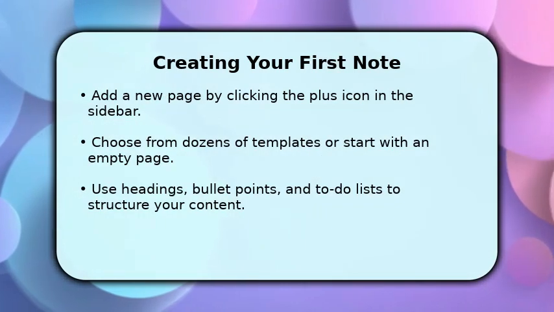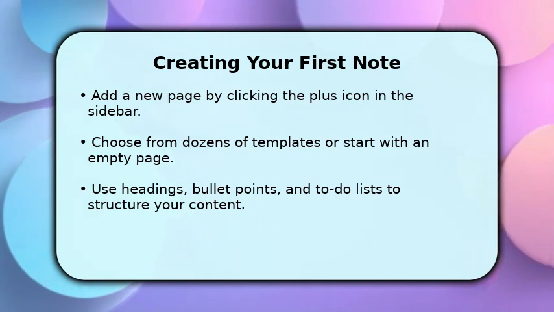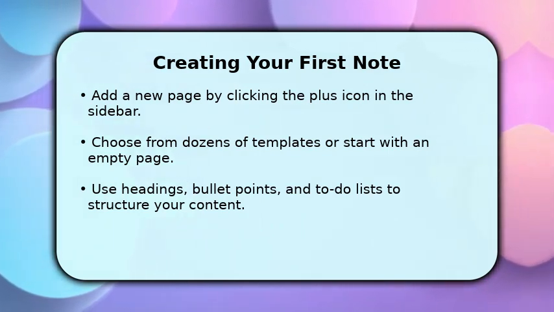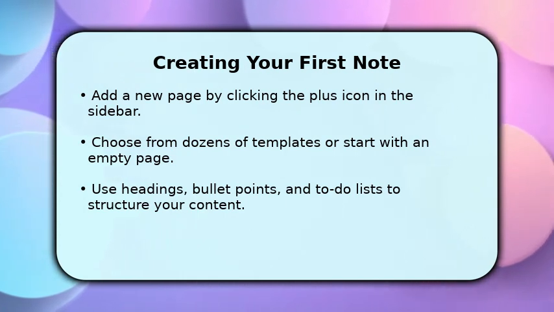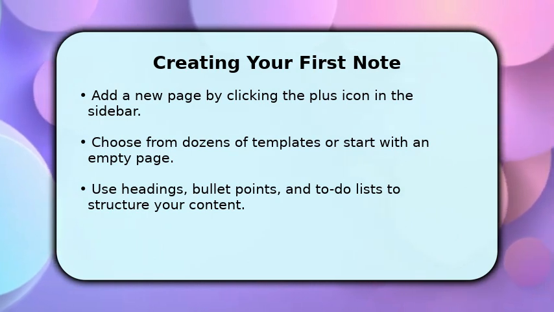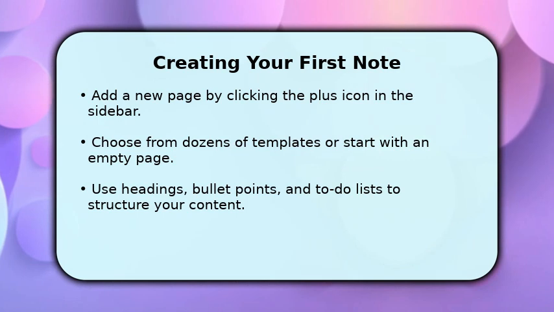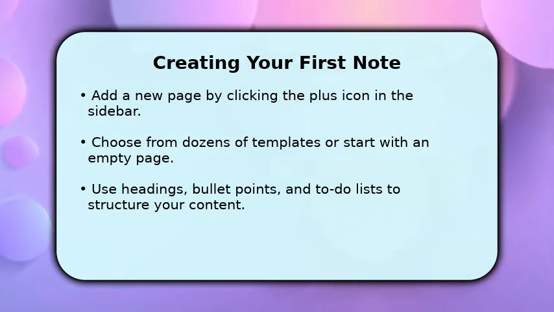To begin, simply click the plus icon in your Notion sidebar to add a new page. You can select from a wide array of pre-designed templates or opt for a blank canvas to build from scratch. Once your page is ready, utilize basic blocks like headings, bullet points, and checkboxes to give your notes a clear and readable structure. This foundational step ensures your information is well organized from the very start.